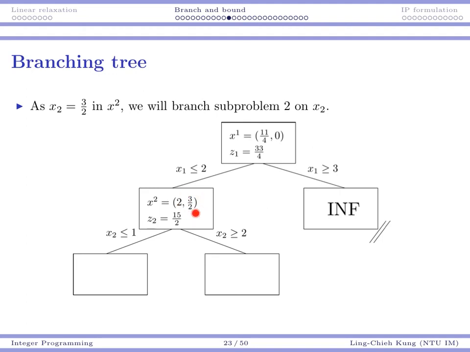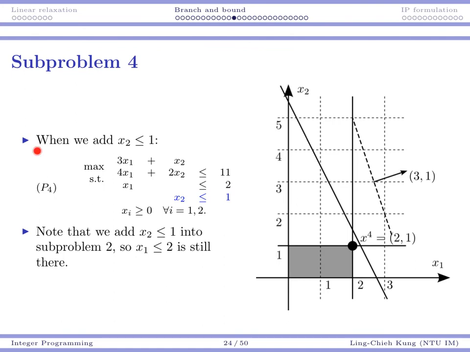Now this is 1.5. So I'm going to add two constraints: either x2 less than or equal to 1 or x2 greater than or equal to 2. When we add this constraint x2 less than or equal to 1, what's going to happen? The feasible region is here. And once you solve the linear program, an optimal solution is here. This is integer. Good. So now we get a candidate.